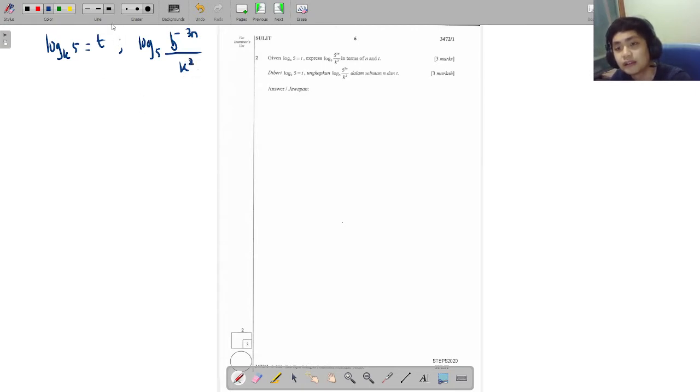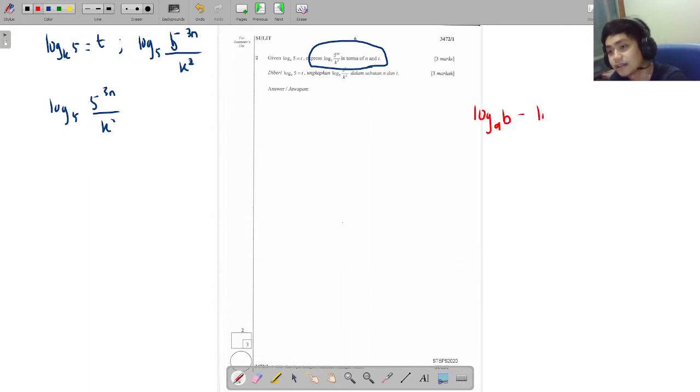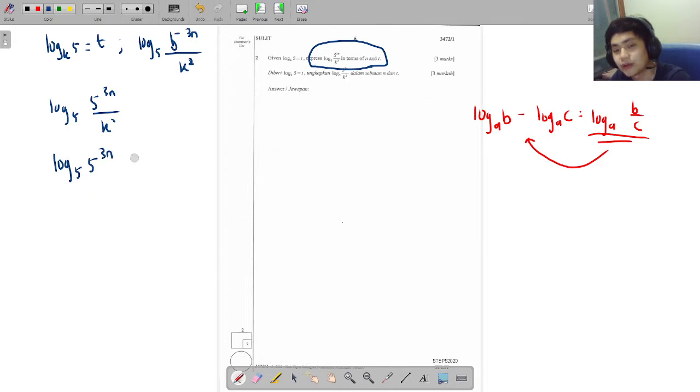From here, they ask us to express log 5 to the power of 3n over k squared in terms of n and t. So we can play with the law of log here. We have some log laws to work with. Since there's a divide here, we can play with this log law: log A minus log B equals log of A over B. Since we know this, we can convert it into two terms in this case. So we have log 5 to the power of 3n minus log 5k squared.